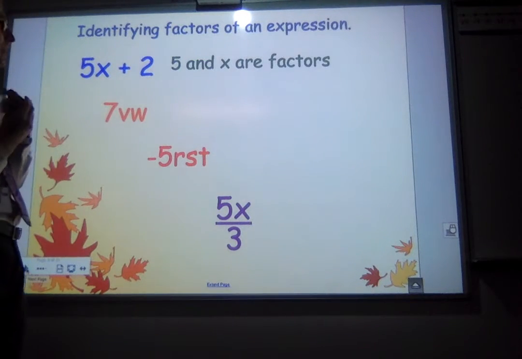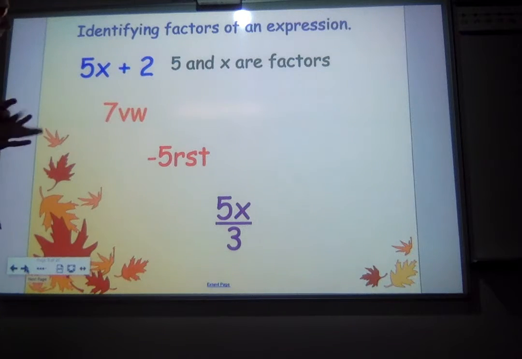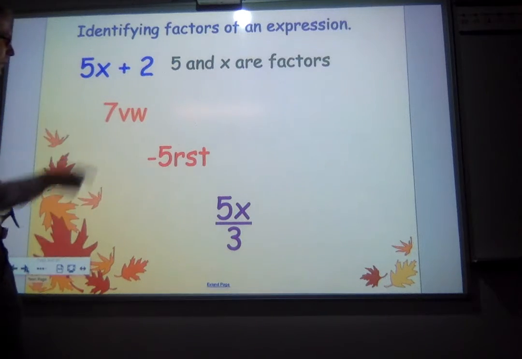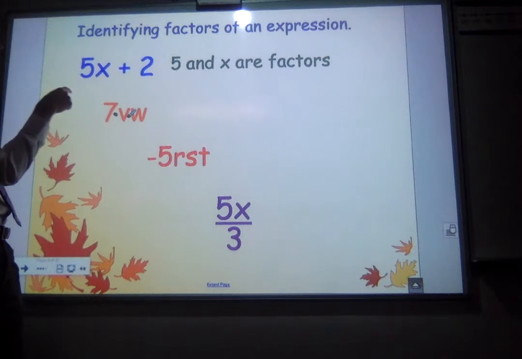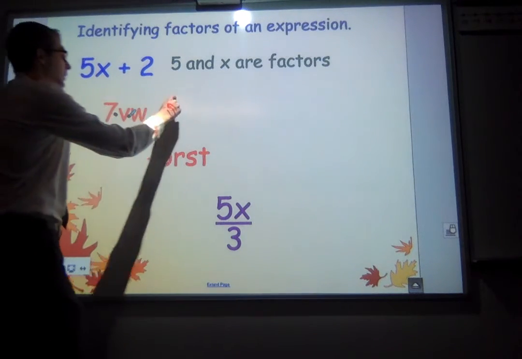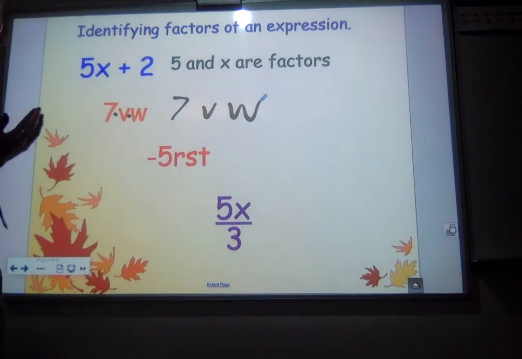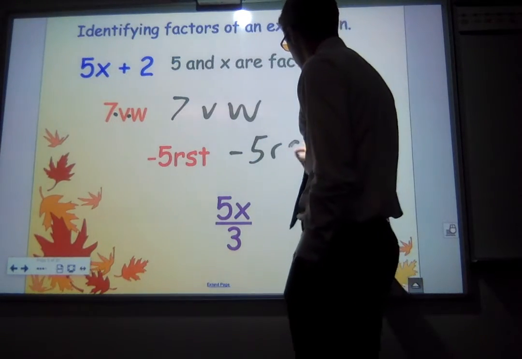All right, identifying factors of an expression. We reminded ourselves that factors are the numbers or variables we multiply together to get a product. If you want to pause so you can practice these on your own, please do so. I will resume in 3, 2, 1. So here we see again the 7, the v, the w. They're right next to each other, so multiplication is implied. Therefore we have 3 factors: 7, v, and w. Here, -5 right next to r, s, and t. Again, it's implied we have multiplication happening throughout, so these are all going to be factors.